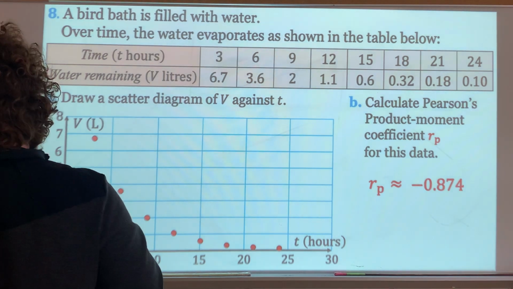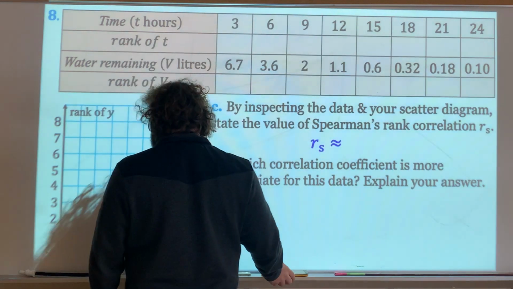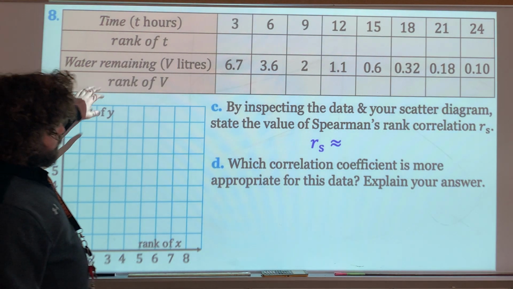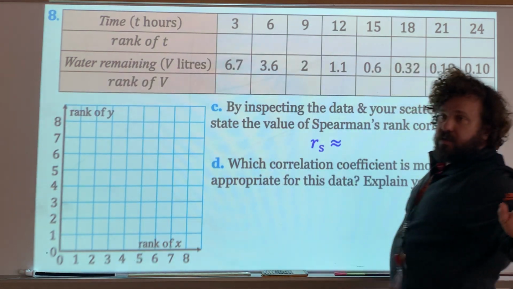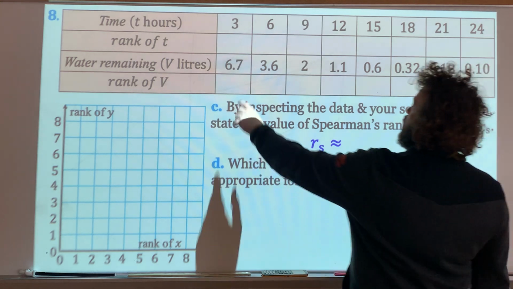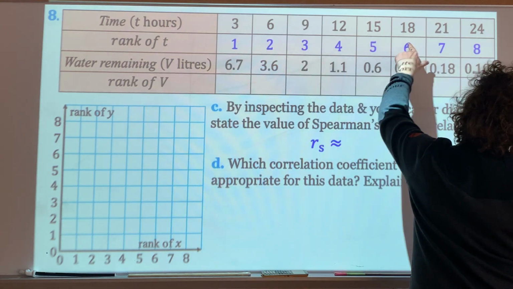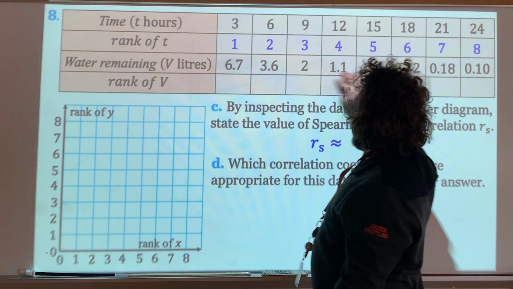Now what we're going to do is some ranking, because I saw that wasn't linear, so we're going to need to do our ranking again. When we rank our stuff, remember lowest to highest. The lowest number here is, I'll let you guys do it. All right, you done? 1, 2, 3, 4, 5, 6, 7, 8. They go up by 3, so it's in order.